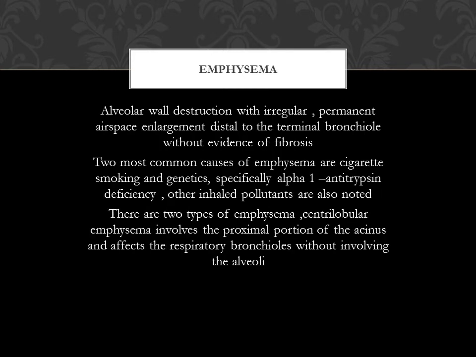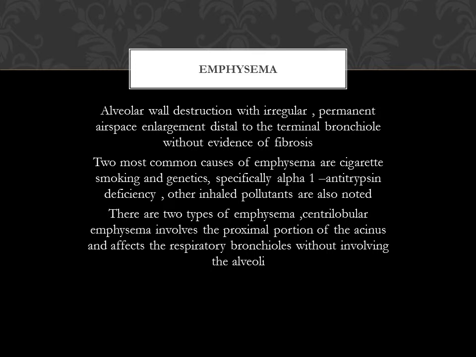Emphysema. Alveolar wall destruction with irregular permanent airspace enlargement distal to the terminal bronchiole without evidence of fibrosis. The 2 most common causes of emphysema are cigarette smoking and genetics, specifically alpha-1 antitrypsin deficiency. Other inhaled pollutants are also noted.